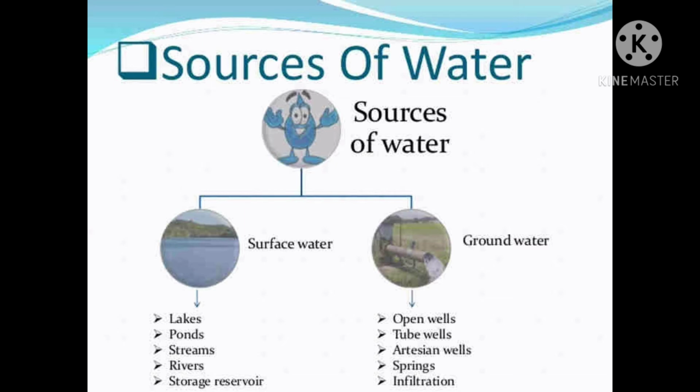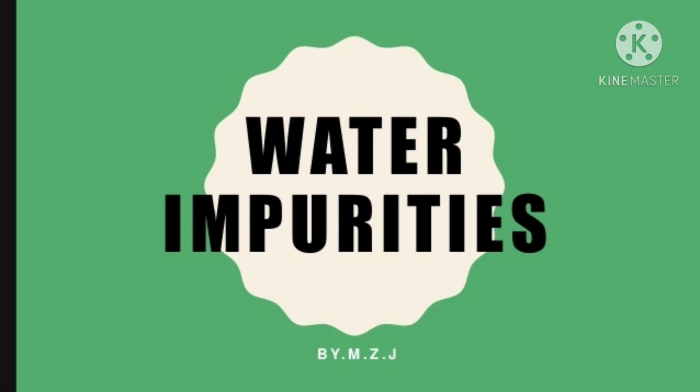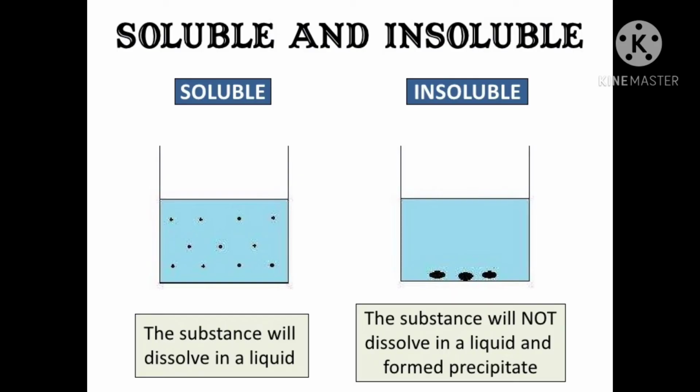Children, rain is also one of the sources of water, and the water that you get from the rain is a natural water, and this is the purest form of water. Children, but when it comes down, it might get mixed with smoke, dust, germs, and insoluble impurities that make water impure.